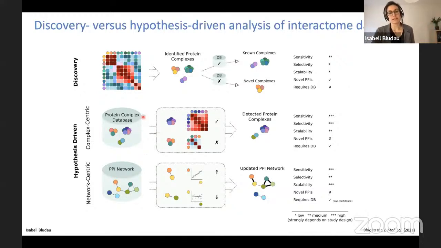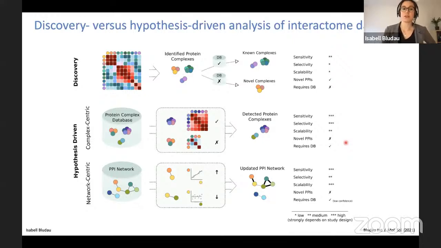On the complex-centric side, we are in a different situation. We actually require prior information to start our analysis, and we have the downside that we cannot detect novel complexes. However, we have a significantly boosted sensitivity and selectivity because we can use this kind of target-decoy approach to really figure out statistically significant protein complex signals in our data.